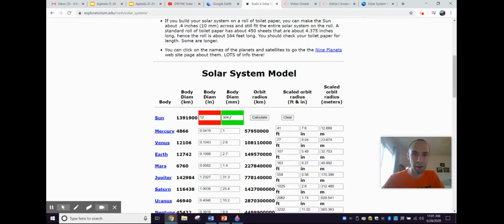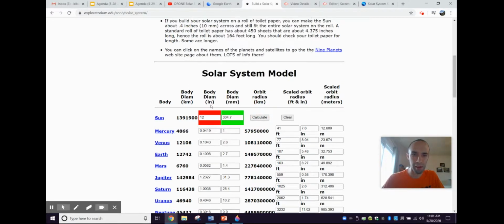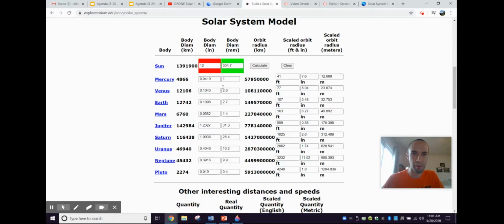All right, and I'm just going to type that number in there, and I'm going to hit calculate, and it will calculate these numbers automatically. It crunches all the numbers. So it tells you how big the planets are compared to our 12-inch diameter sun. And so that's kind of cool. It puts that in there. But it also gives you distances, or the radius of the orbit.